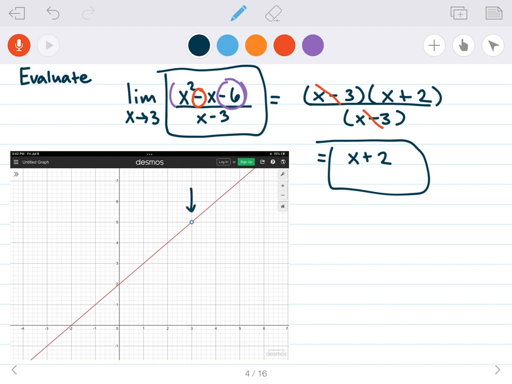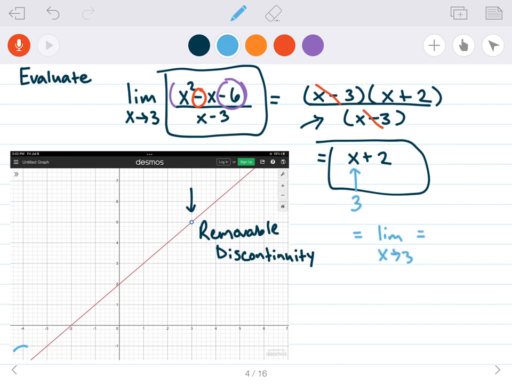Okay? And so that's called a removable discontinuity, because when we factored, we literally removed it right here. We divided it out. And so from here, there's no problem with plugging in 3 for x. We can just do that. We can plug in 3. And so the limit as x goes to 3 is just going to be 3 plus 2, which is 5.